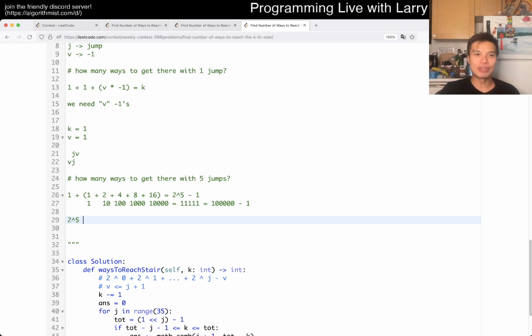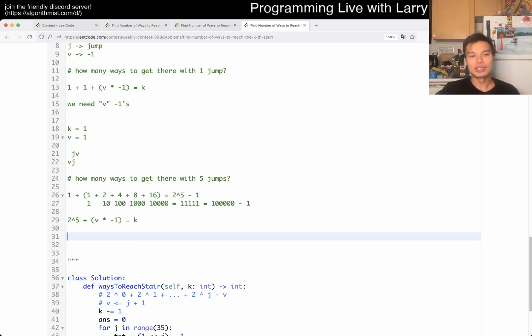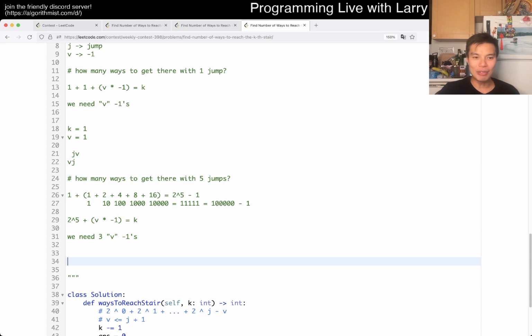But now, as we said, plus v times negative 1 is equal to some k. So what happens? Let's say we need 3 v's, or 3 negative 1s, which is 3 v's, and we have 5 jumps. So now we have 5 jumps, and the v's can be anywhere before.